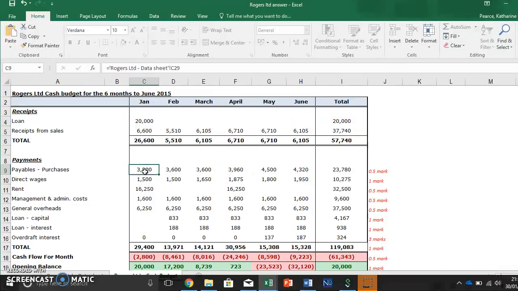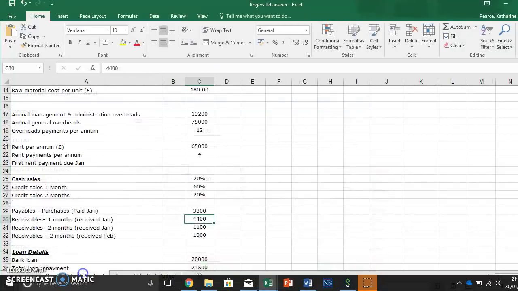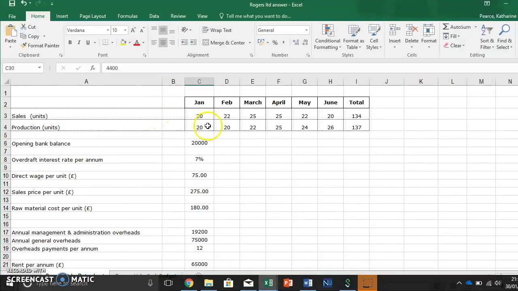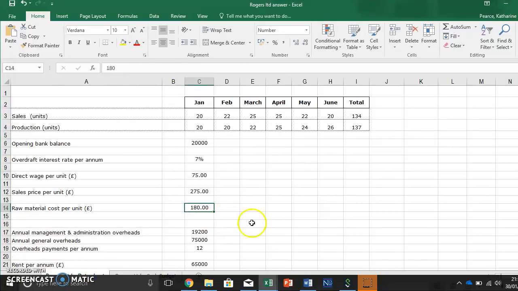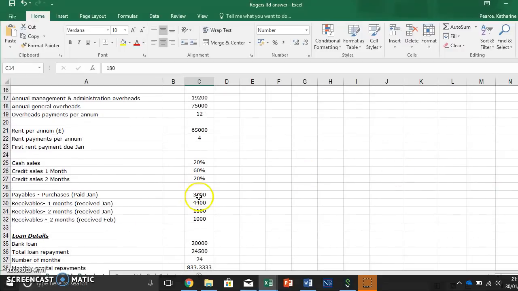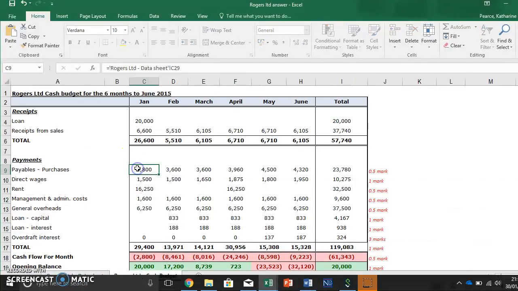Then if we look at payments, we list all of our payments, so it's just a case of again filling in the blanks. Your purchases are going to be based on your production figures multiplied by your raw material cost per unit, but you're told they're paid with a 1 month delay. So there's 1 month credit. So what you have to pick up here, this 3,800, that is your payables figure. So that's the figure from December that you pay in January. So that is this figure here. Okay, all of the others are then derived.